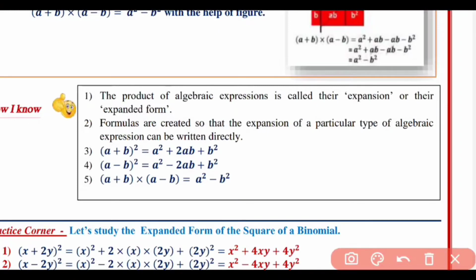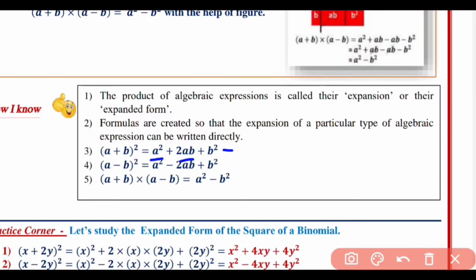Which formulae will we have to apply? Let us see. The first formula is (a plus b) whole square. This is our first formula which we applied last year. a is the first term, b is the second term. So first term plus second term whole square is equal to first term square plus 2 into first term into second term plus second term square. We have learned this formula last year.